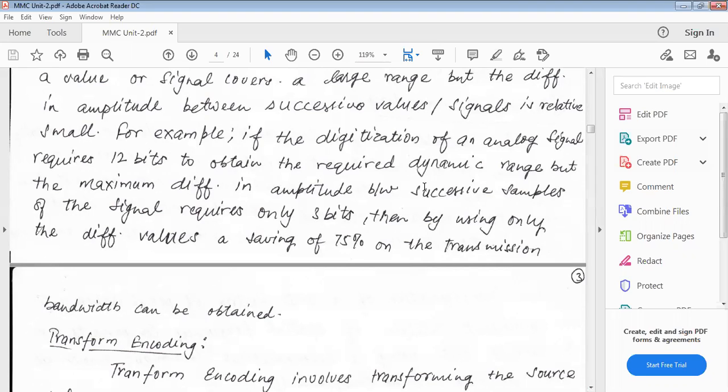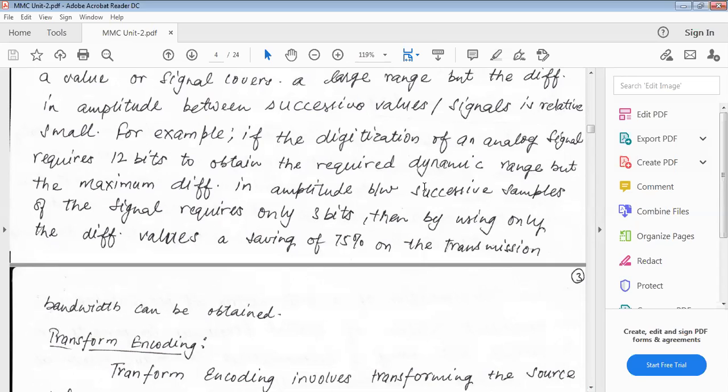Okay, while doing the process, some 12 bits are required to convert that signal. Then they will analyze another pattern. The pattern is the difference between the samples, that is, the amplitude level between successive samples. They analyze that.